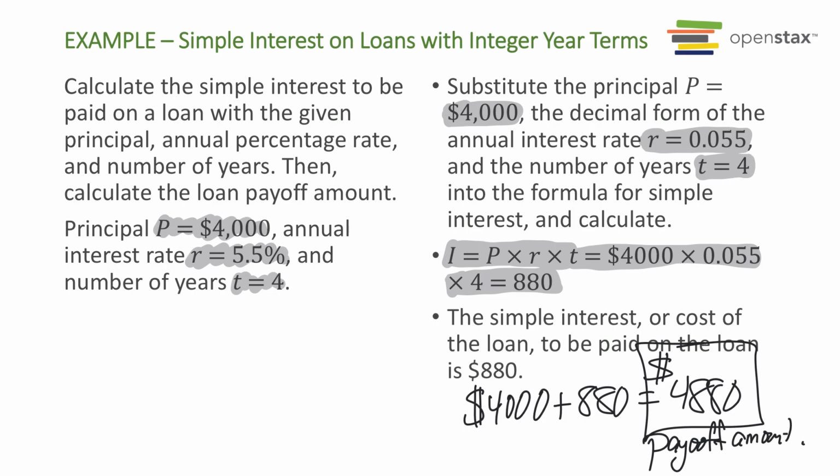So that is what you would end up owing in a simple interest example here for that $4,000 loan with those conditions.